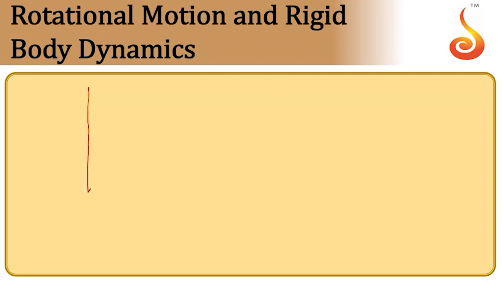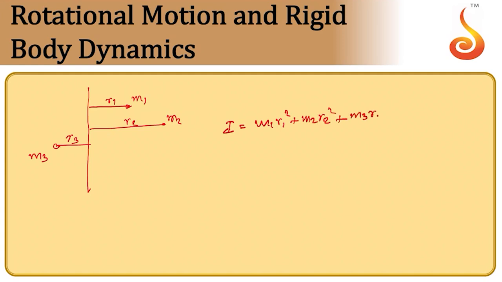Suppose I consider a couple of particles, for example, a particle of mass m1 at a distance r1, m2 at a distance of r2, m3 at a distance of r3, etc. Then the moment of inertia of this system is given by m1 r1 square plus m2 r2 square plus m3 r3 square, etc. So this is the moment of inertia of a system of discrete particles.